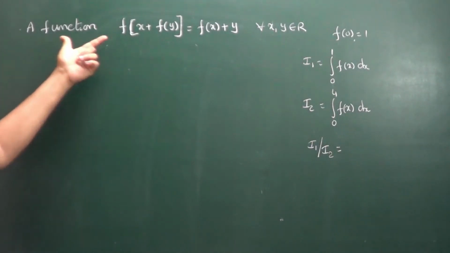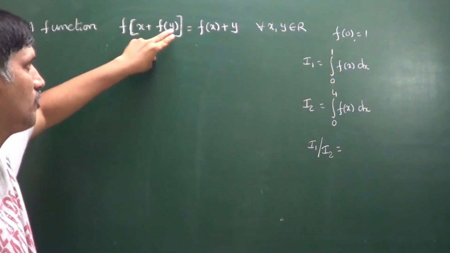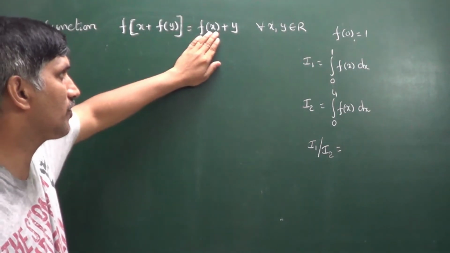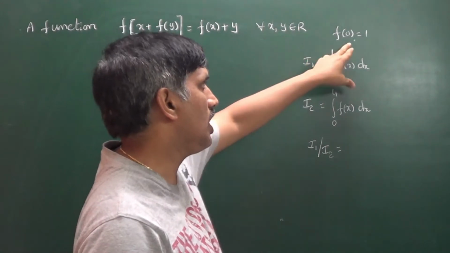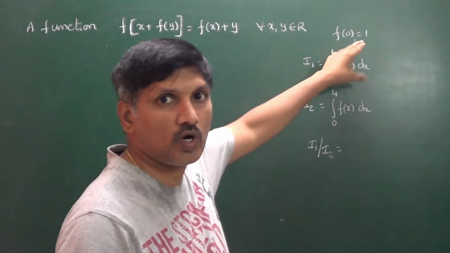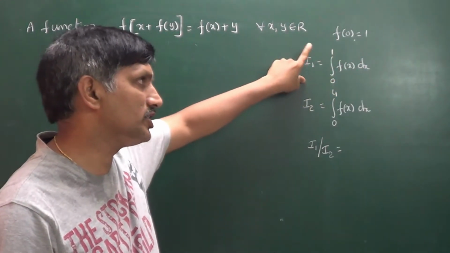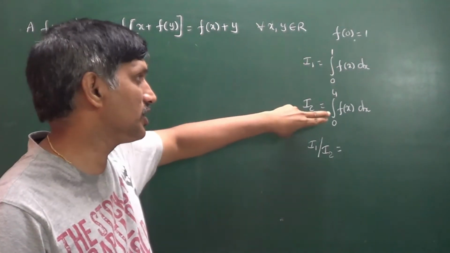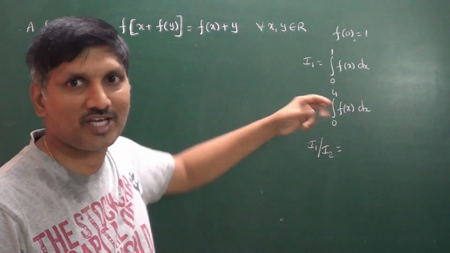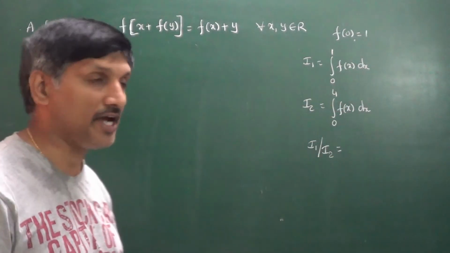A function satisfies f of x plus y is equal to f of x plus f of y for all x comma y belongs to R, and f of 0 is given as 1. I1 is given as integral 0 to 1 f of x dx. I2 is given as integral 0 to 4 f of x dx. Then he is asking I1 by I2.